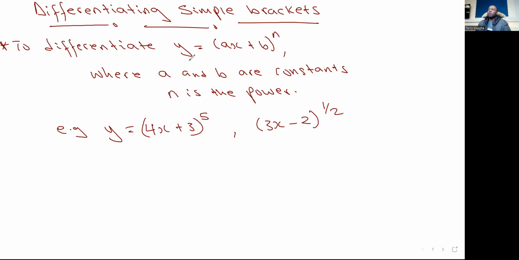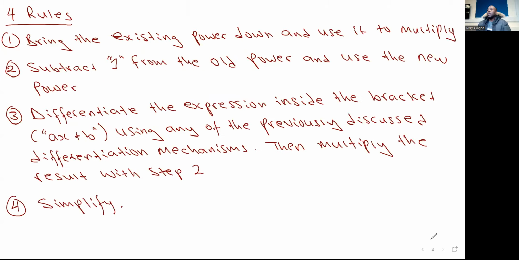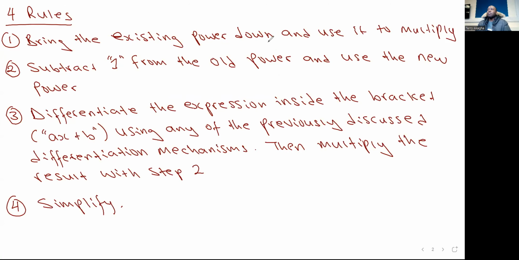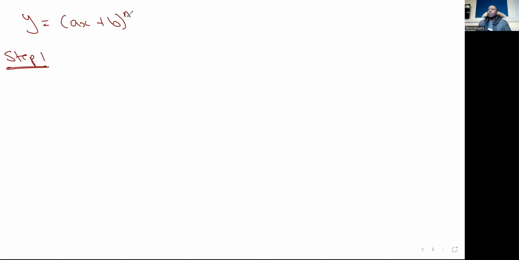So let's assume we have y is equal to (ax + b)^n. Let's apply this rule so it will make sense to you. Step 1, we're told to bring the existing power down and use it to multiply. So the power is n. We're bringing it down, so it becomes n multiplying (ax + b). Are you seeing it? You're bringing it down.